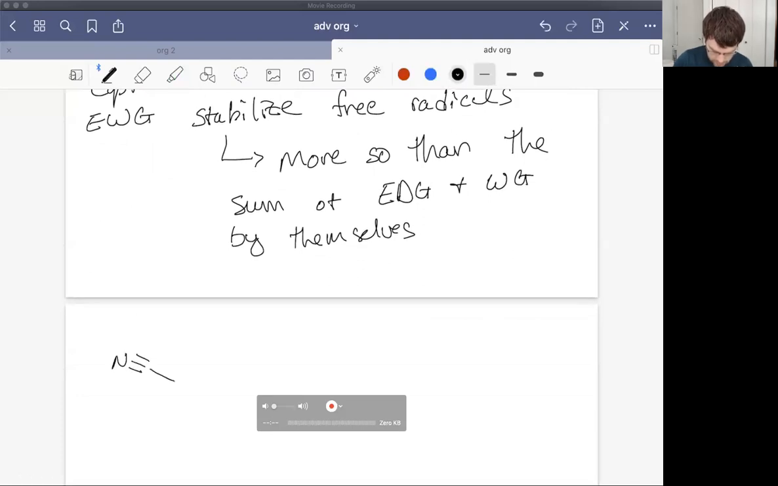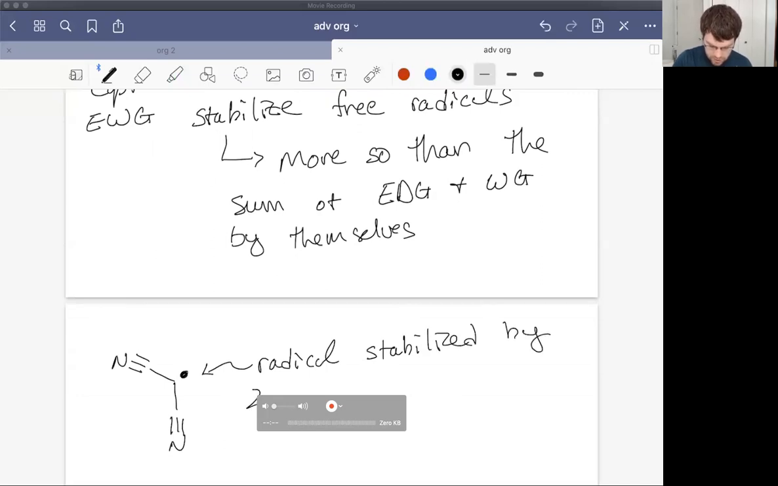a dinitrile free radical. So if we put a dinitrile free radical, this radical is stabilized by the 2 nitriles, and nitrile would be a CN group, electron withdrawing groups.